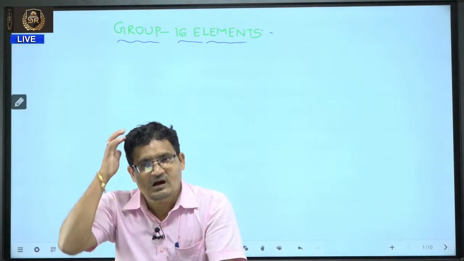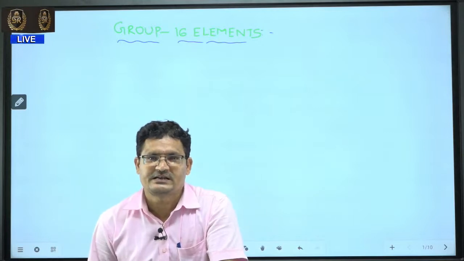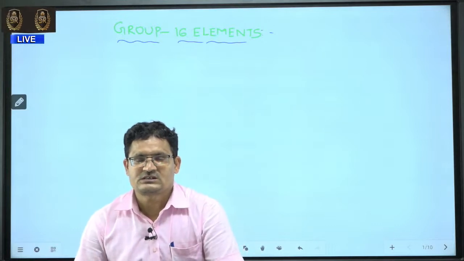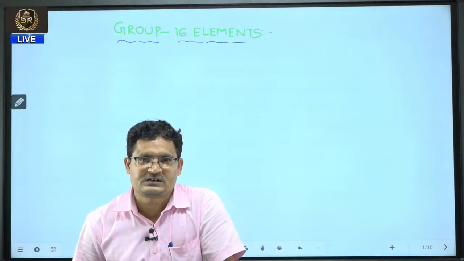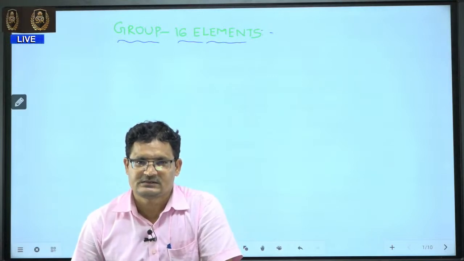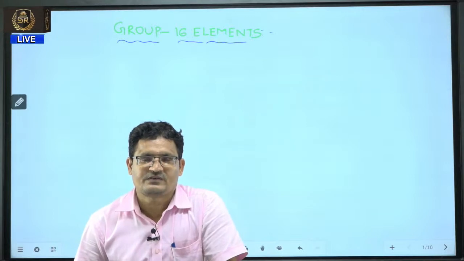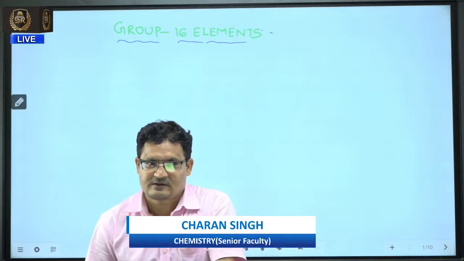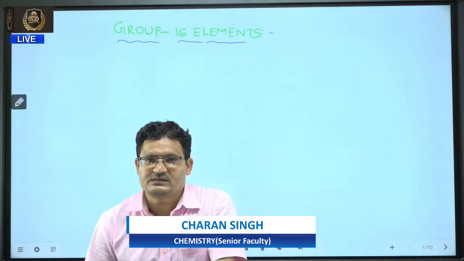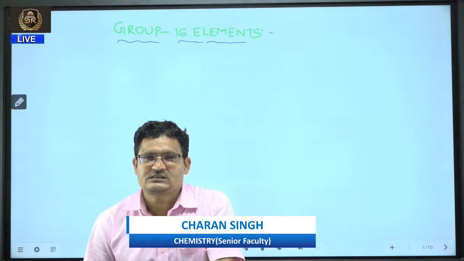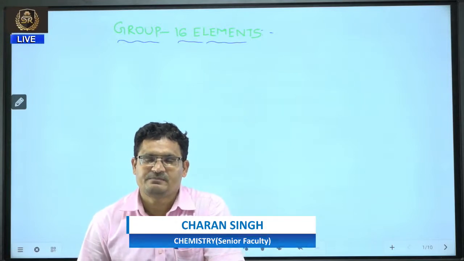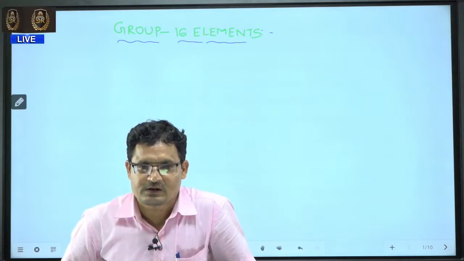Here the elements are oxygen, sulfur, selenium, tellurium and then polonium. This group 16 is also called the sixth group element. Its electronic configuration is ns2 np4, that means outermost 2 plus 4 equal to 6. Its IUPAC group is the 16th group. This sixth group element is also called chalcogens. Sometimes it is also called the sulfur group.